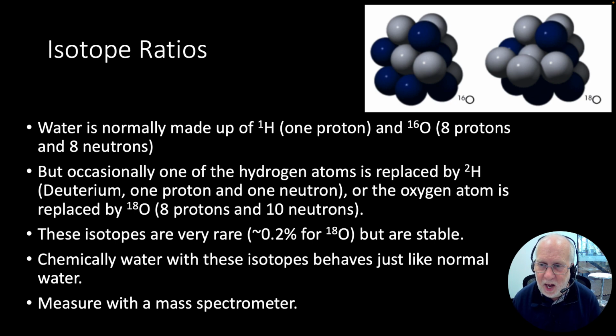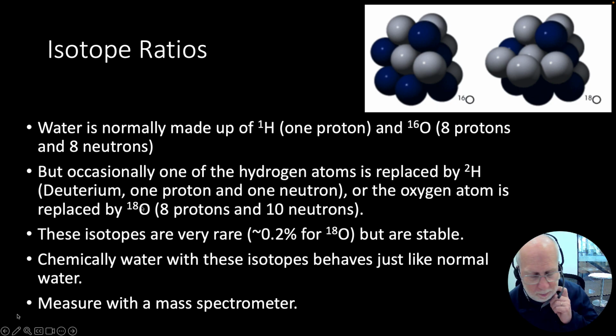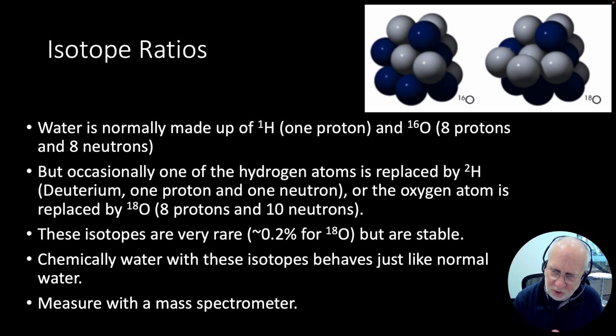You also get occasional oxygen atoms in which you've got 2 more neutrons, so 8 protons and 10 neutrons. So that would be oxygen 18. There's also a bit of oxygen 17, but we won't worry about that for the moment. So these are isotopes, and they're perfectly stable. Deuterium lasts forever, oxygen 18 lasts forever. They are stable nuclear isotopes.